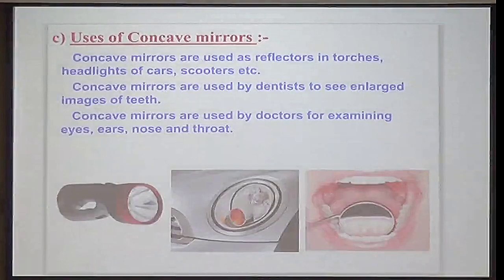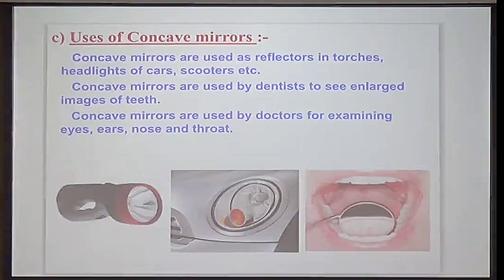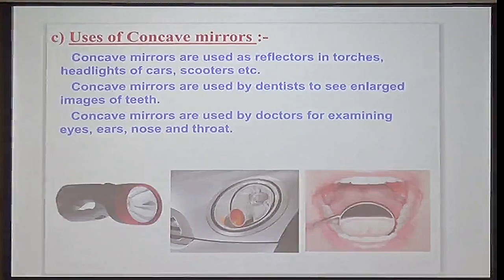The concave mirror is used as reflectors in torches, headlights of cars and scooters. The concave mirrors are also used by dentists to see the enlarged image of the teeth. As the object is very close to the mirror, it is a virtual image and very large. Third, concave mirrors are used by doctors for examining eyes, ears, nose and throat.